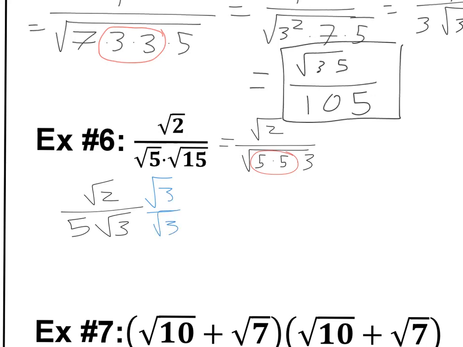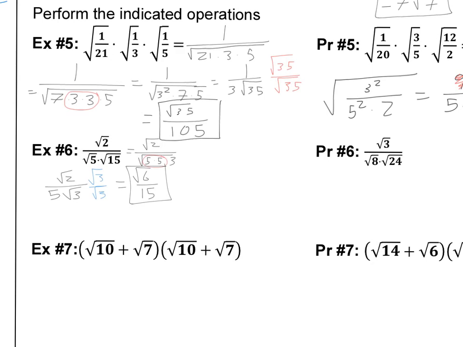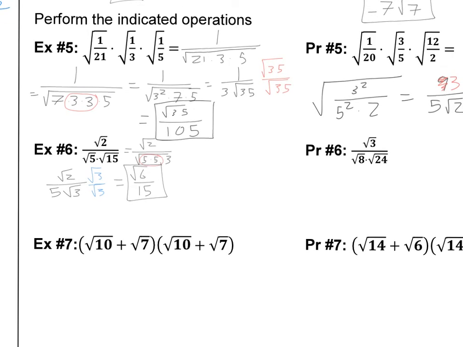Multiply it by square root of 3 over square root of 3, and you get the square root of 6 over 5 times 3, which is 15. Okay, so you're just looking for those perfect squares to pull out. That's how you simplify this. Here's another problem. Go ahead and give it a try. Again, unpause the video when you're ready to check your work.